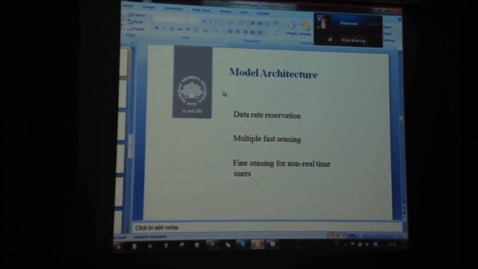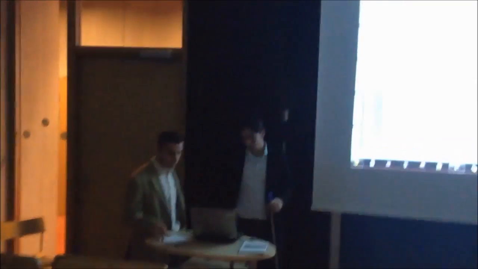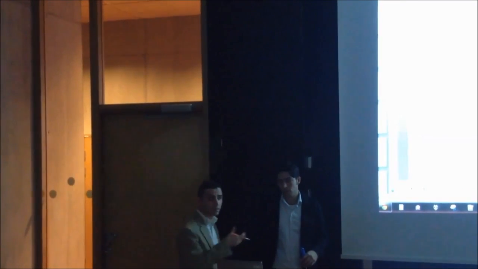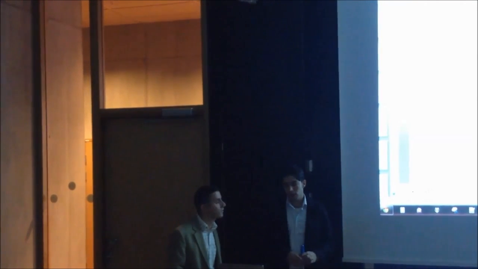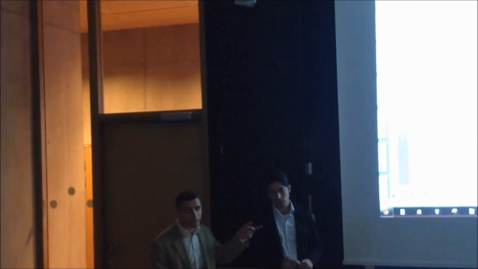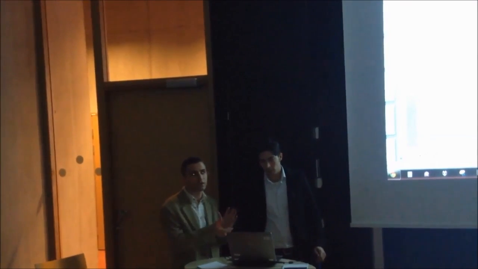Thank you very much. We will have some audience questions. What do you mean by model architecture as a title? Yeah, the architecture here means the main concepts of our work, of our design. They are the proposed solutions for the work. Like we said here, multiple fast sensing, many fast sensings, not only one, and fine sensing of non-real time users. So we consider them the architecture for our work. Otherwise, it's not like figures or something. So we figure it in this way, as architecture.